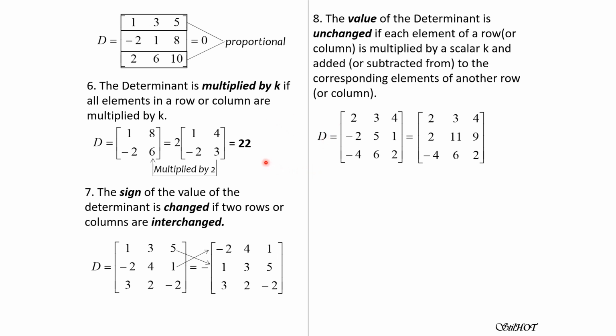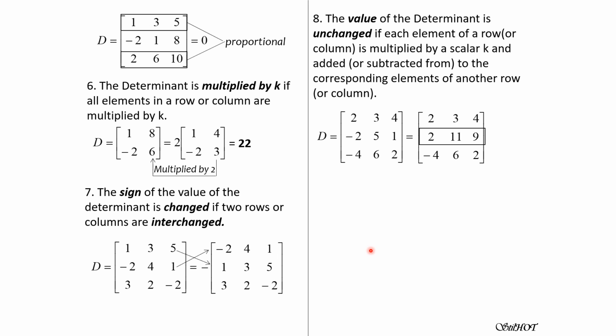It may be 2 times row 3 elements. It may be negative 3 times row 3 elements, then we add it to row 2 or subtract it, the result, to row 2 elements. The determinant will still be the same.